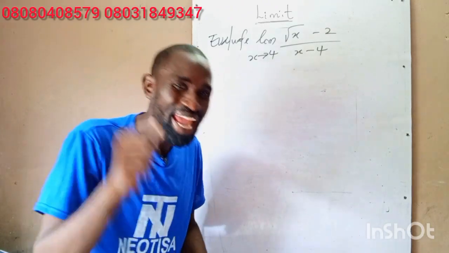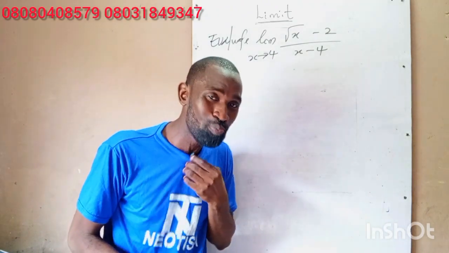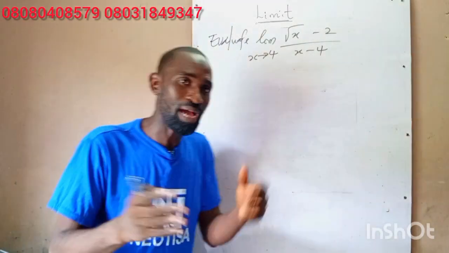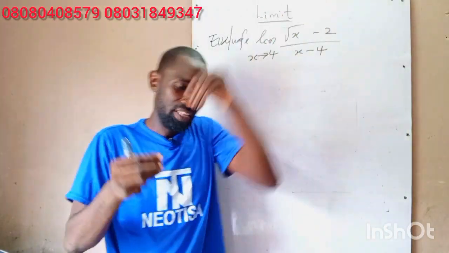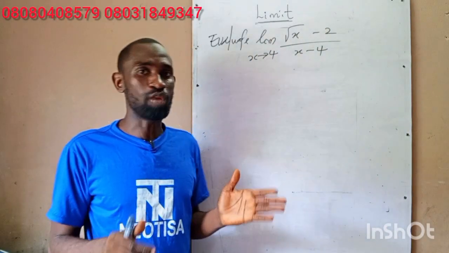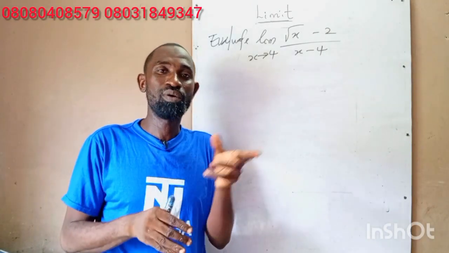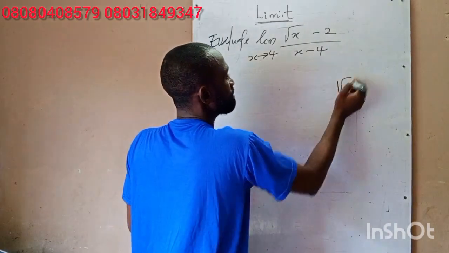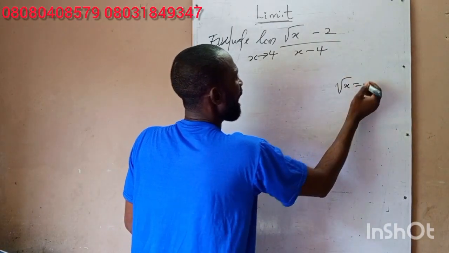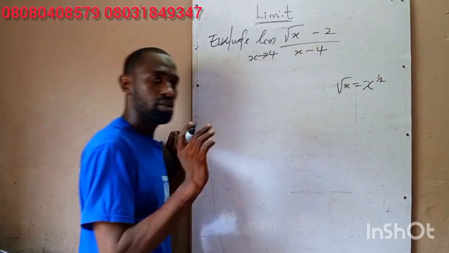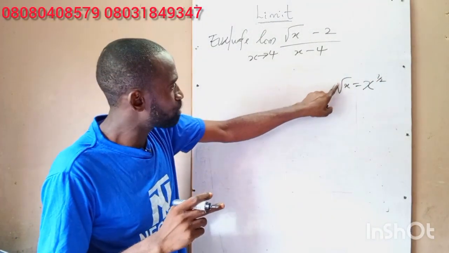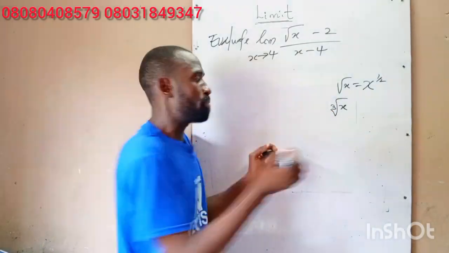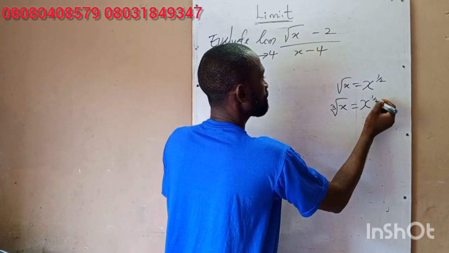I will use what we call L'Hopital's rule. L'Hopital is very strong and very, very important, so please make sure you understand it. What is L'Hopital? Differentiate what you have on top, differentiate what you have below. I have taught you those simple aspects of differentiation. Are you with me? So here, the root of x is the same as x raised to power 1 over 2. In index form, root of x is x raised to power 1 over 2. Cube root of x in index form is x raised to power 1 over 3.